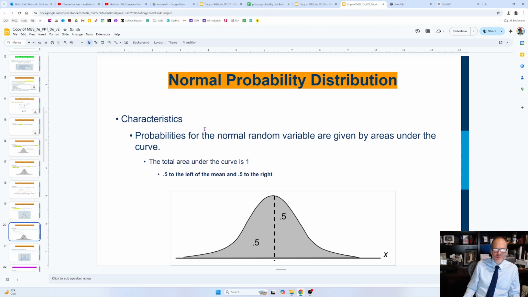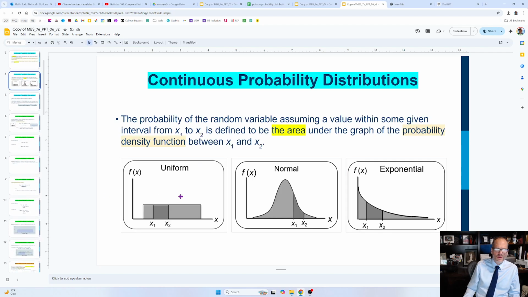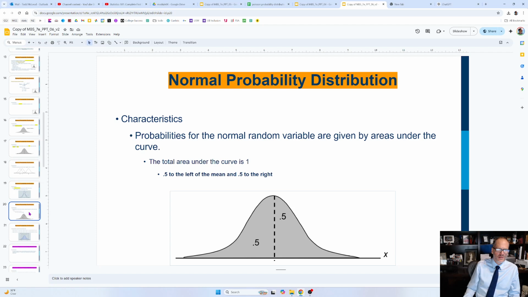And probabilities for the normal random variable are given by areas under the curve. So again, we're talking about area as a measure of probability. And we saw that when we were talking about the uniform probability distribution, right? But here we're talking about the normal probability distribution, this bell-shaped curve. And the total area under the curve is 1. And it's 0.5 to the left of the mean and 0.5 to the right of the mean. So half your data is on the left of the mean, half your data is on the right of the mean.